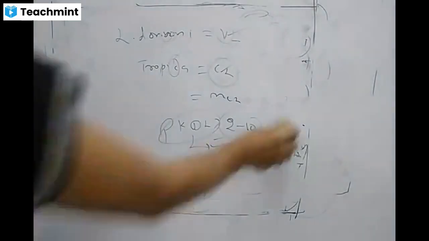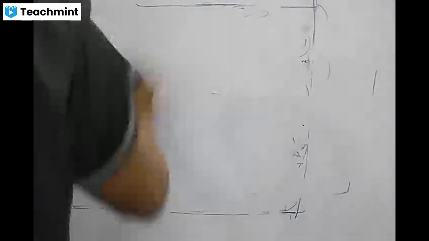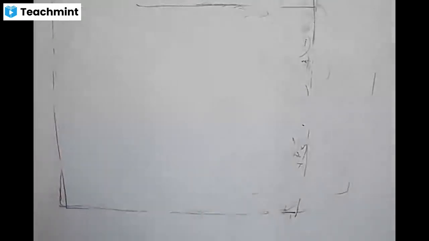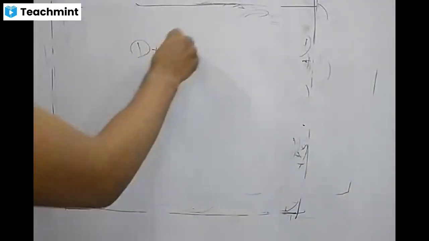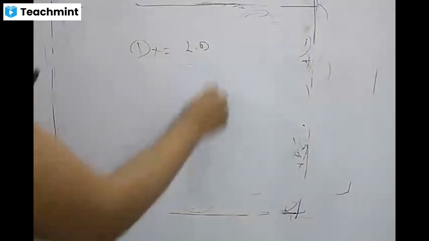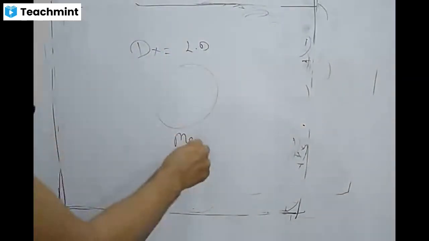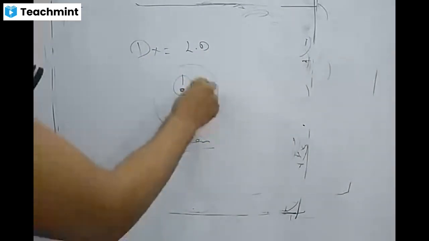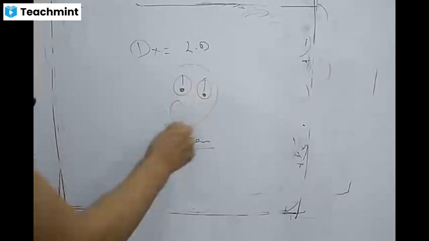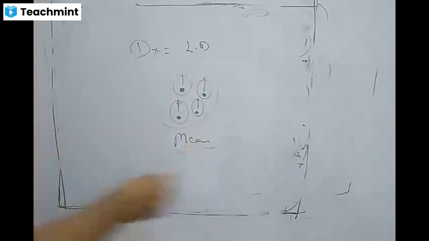Then diagnosis. The diagnostic form is your LD bodies. What are LD bodies? Here is your macrophage, and inside it you will see some dot dash structures. These are nothing but your amastigotes. This is your diagnostic form.